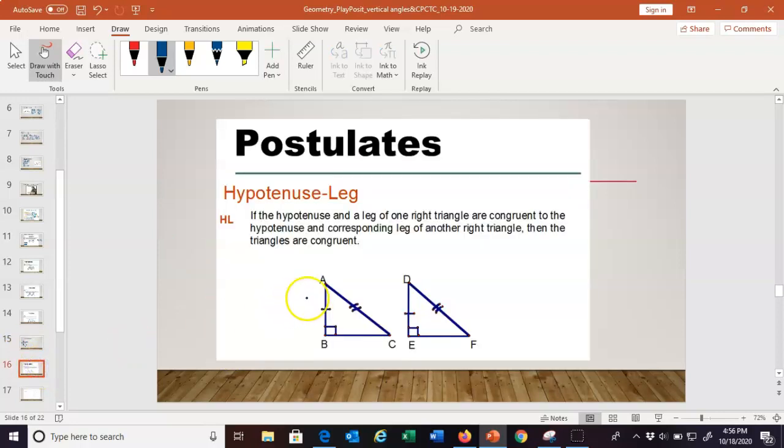So the cool thing about the next one is it's called the hypotenuse leg. So if you have the hypotenuse marked and a leg marked, you have the HL congruence postulate. It doesn't matter which leg, as long as they're the corresponding legs.